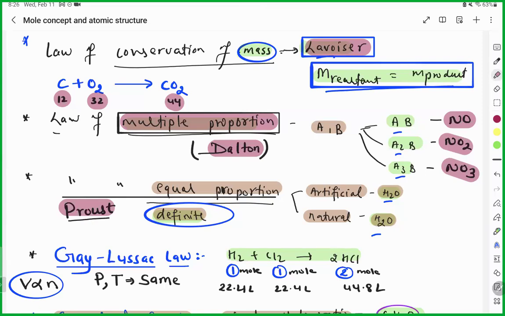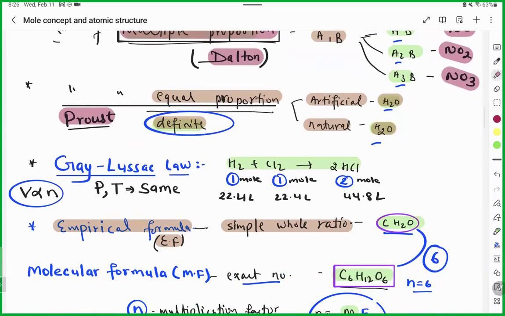Gay-Lussac law, when pressure and temperature is same, volume directly depends upon the number of molecules. More number of molecules, more volume. Correct? More number of molecules, more volume.